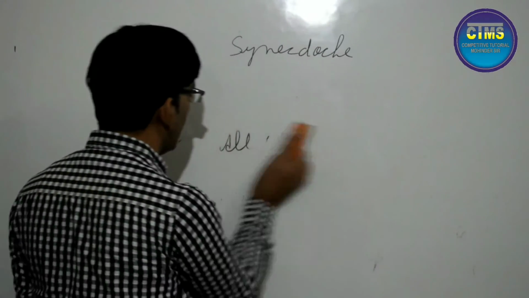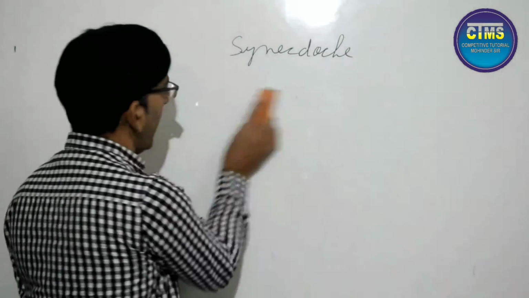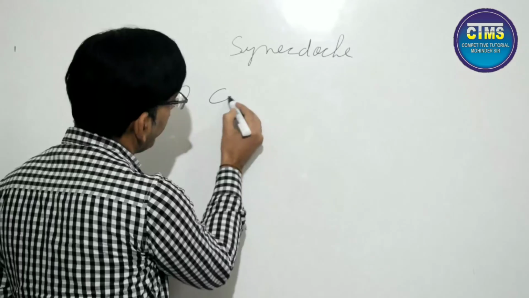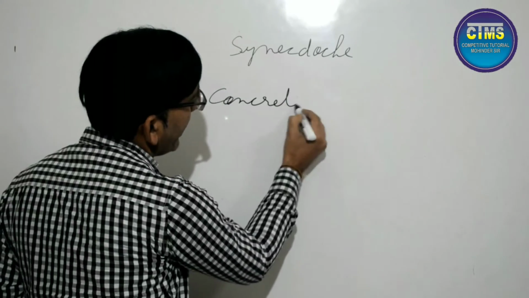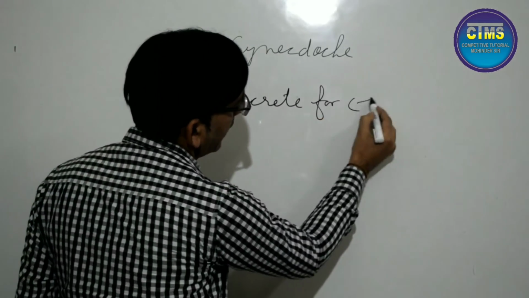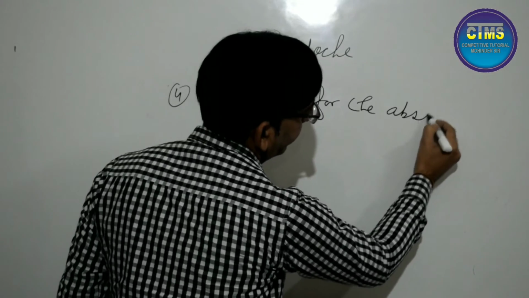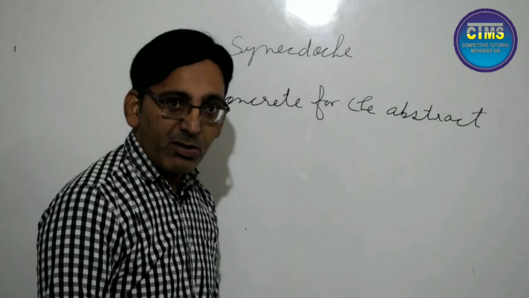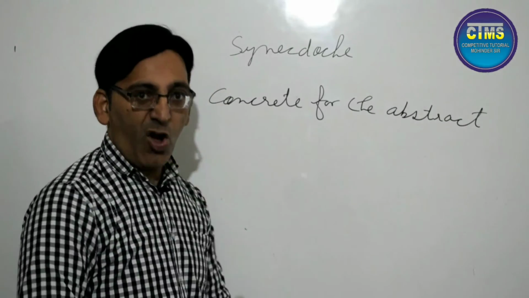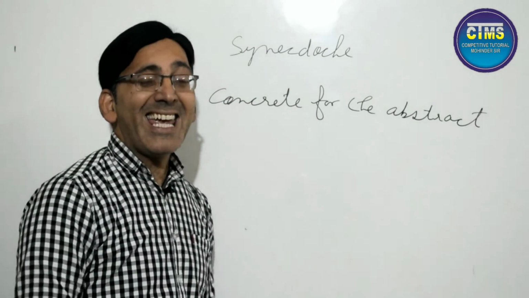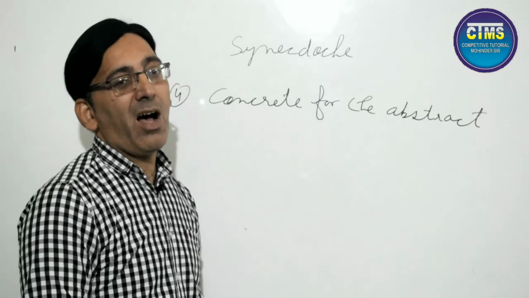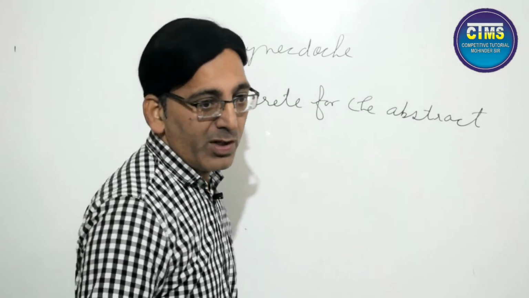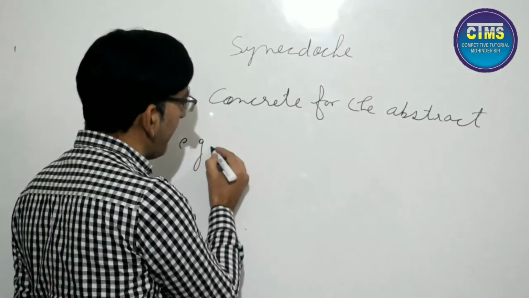Sorry, and what is the fourth variety? Fourth variety is concrete for the abstract. The third variety was abstract for the concrete. Now reverse it. Concrete for the abstract means here a common noun is used as an abstract noun.